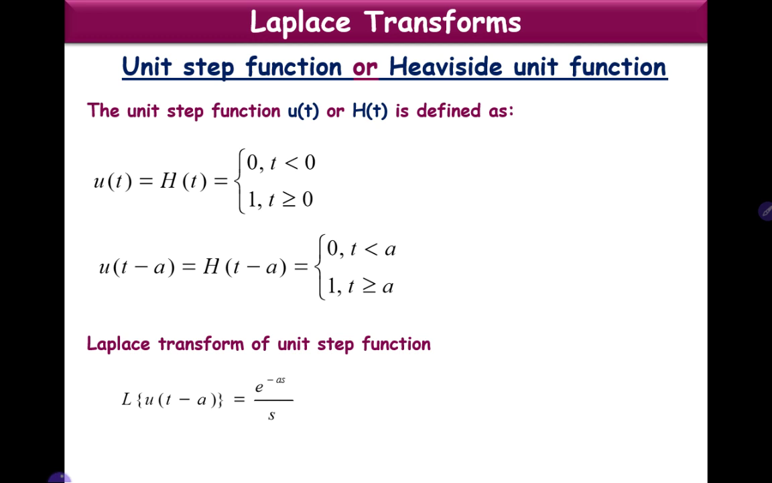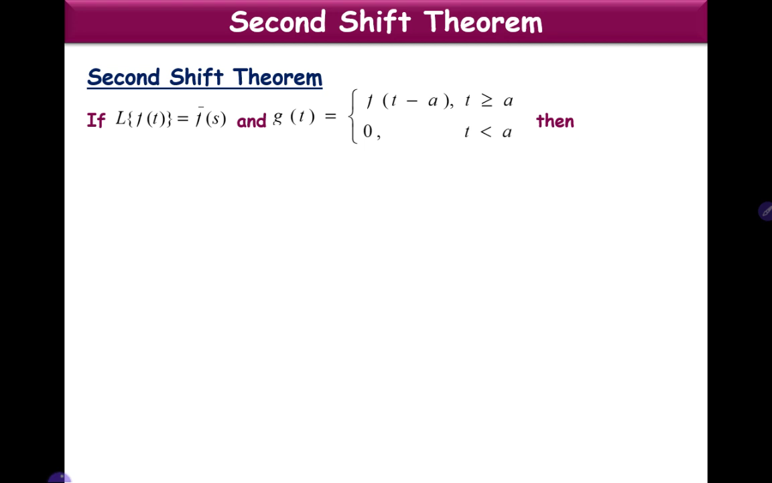Then we derived the second shift property for Laplace transforms which states like this. If g of t is defined as f of t minus a for t greater than or equal to a and 0 for t less than a, then the Laplace transform of g of t is nothing but e power minus as into Laplace transform of f of t.